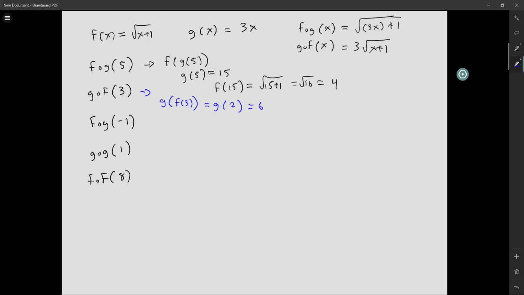Let's try f of g of negative 1. Let's see, we're looking at f of g of minus 1. g of minus 1 will be minus 3. f of minus 3 will be the square root of minus 3 plus 1, which is the square root of minus 2, which isn't a real number.